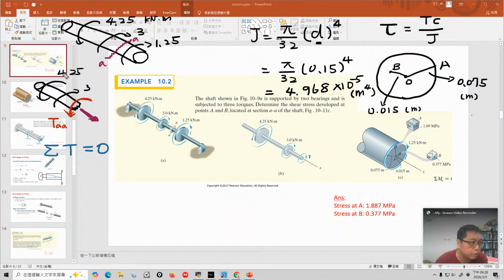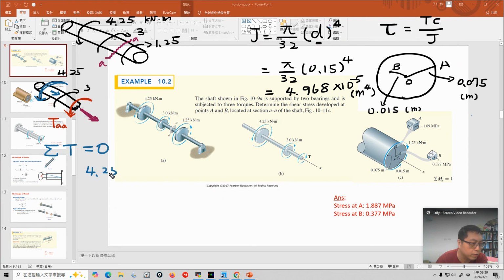Okay, let's first look at this 4.25 torque. The 4.25 torque is in this direction. Is this direction positive or negative? Use your right hand rule. The 4.25 is rotated in this direction. If we use the right hand rule, it points outward with respect to this surface. So this is positive.